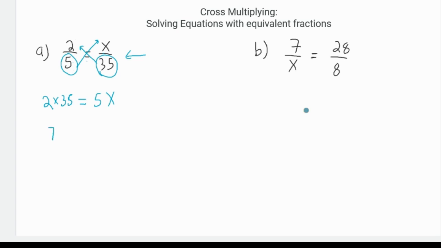So on this side, 2 times 35 would give me 70. I still have 5 times x. And now my final step to solve this equation: 5 times something equals 70. Well, that means I have to do the opposite of multiplying by 5, which is to divide by 5. And 5 goes into 70 14 times. Actually, let's just keep this consistent. I should bring the x down here. So 70 divided by 5 equals x. And then we would have 14 is equal to x. So we get the same answer either way.